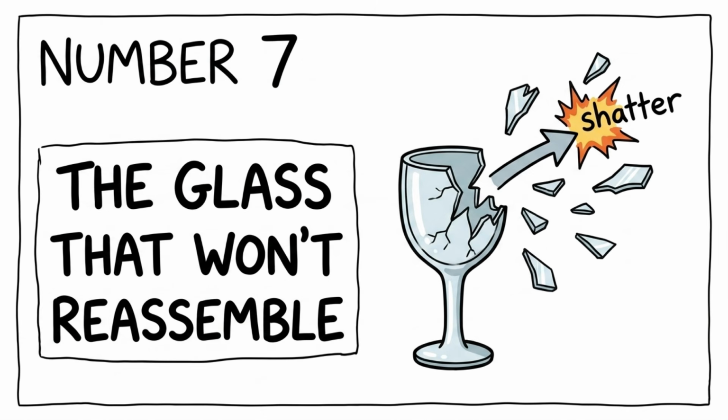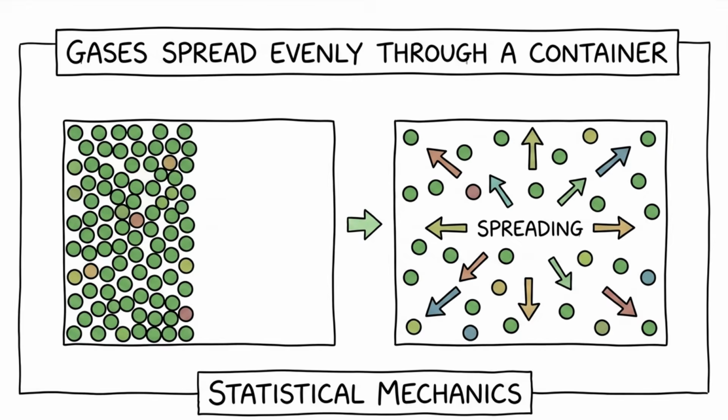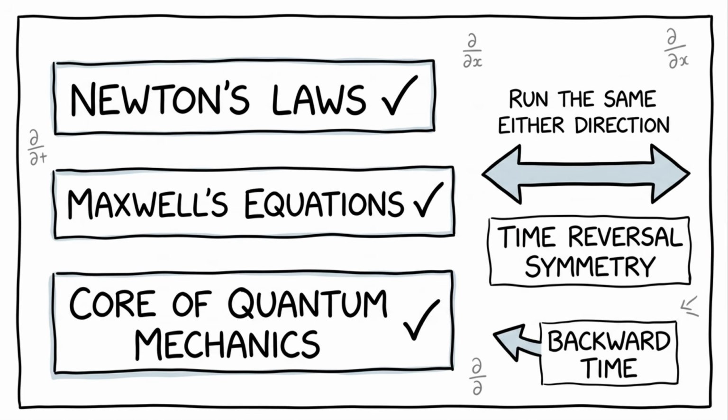Number 7. The glass that won't reassemble. Ludwig Boltzmann in the 1870s wasn't studying time at all. He was trying to explain why gases spread evenly through a container, a routine problem in statistical mechanics. Almost every fundamental law of physics works identically forwards and backwards. Newton's laws, Maxwell's equations, even the core of quantum mechanics run the same either direction on paper.